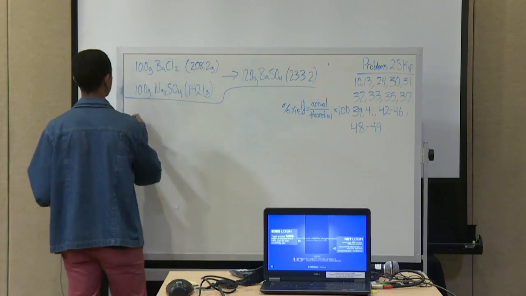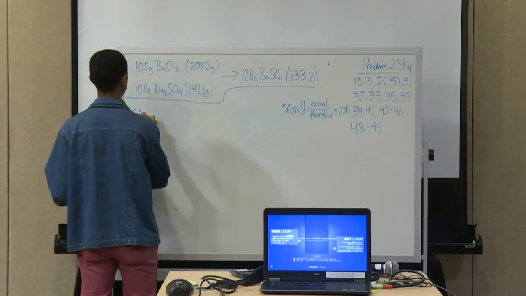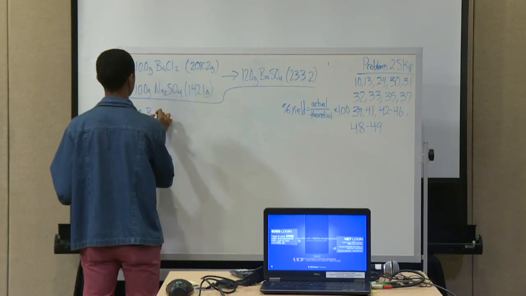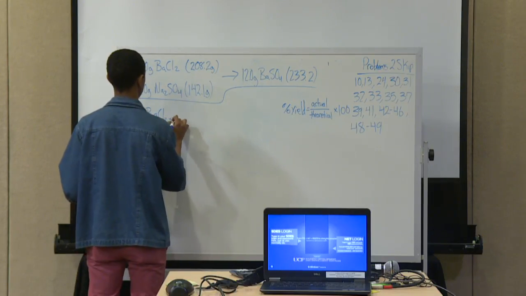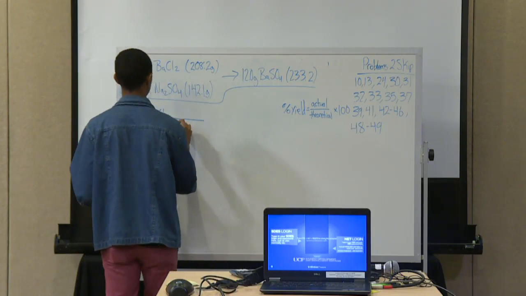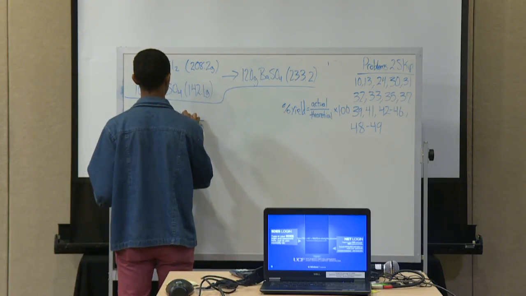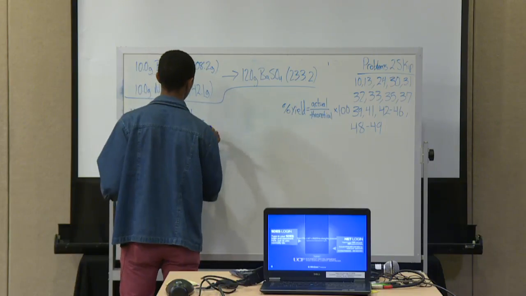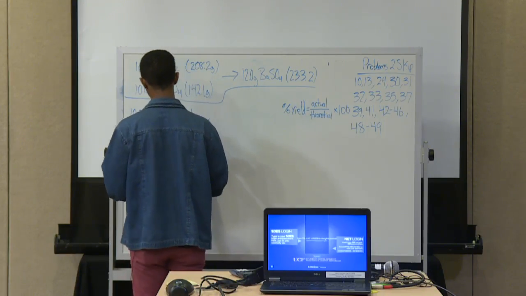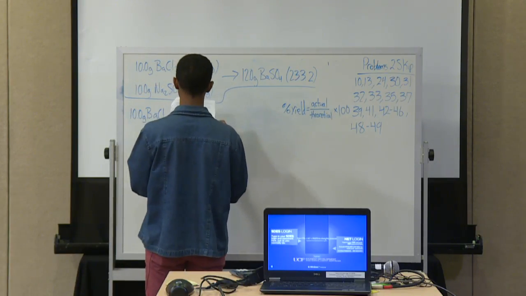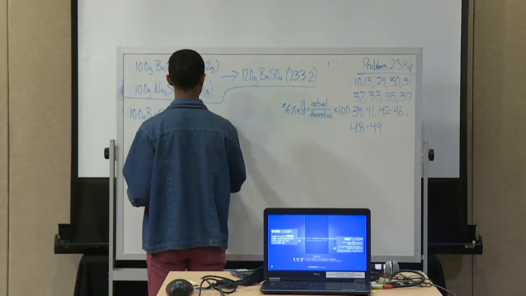So for the first 10 grams of BaCl2 times 208.2 grams over 1 mole. So we got to change it to moles. Look at the mole ratio between BaCl2 and BaSO4, and it's just 1:1.